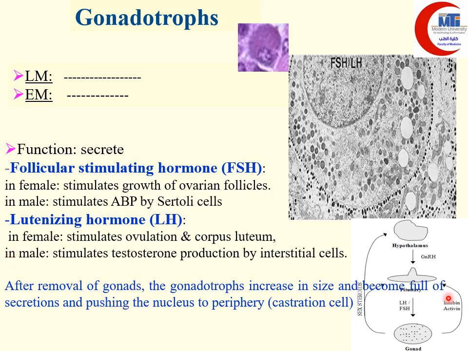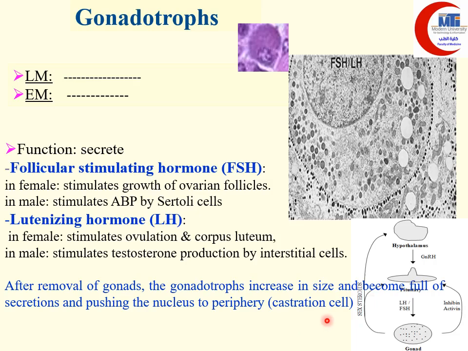Gonadotrophs are also regulated by the hypothalamus. The hypothalamus releases gonadotropin releasing hormone, which stimulates the pituitary gland to release luteinizing hormone and follicular stimulating hormone, which affect the gonads in male and female. The hormones secreted from the gonads cause negative feedback on both the pituitary and hypothalamus. So the secretion of the gonads inhibits the secretion of the hypothalamus and pituitary.